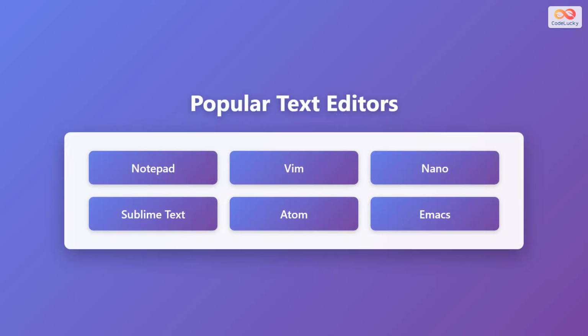There are many popular text editors available. Notepad is the simplest text editor built into Windows. Vim and Nano are powerful command-line text editors commonly used in Linux and Unix systems. Sublime Text, Atom, and Emacs are advanced text editors with additional features like syntax highlighting and plugins, making them popular among developers.